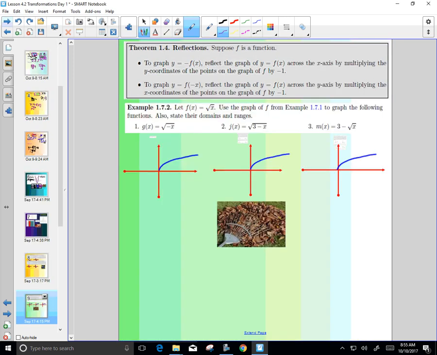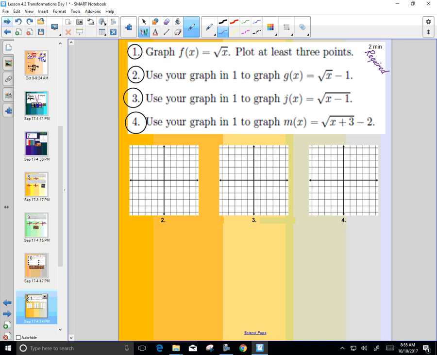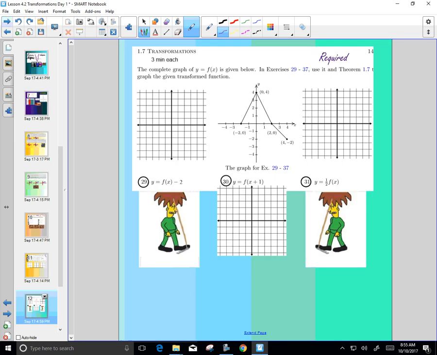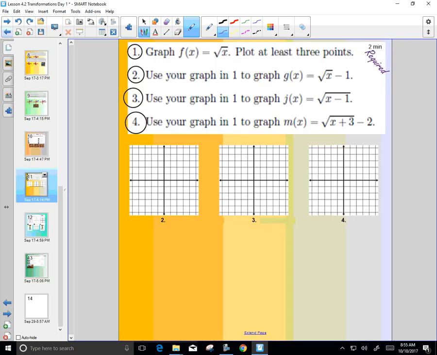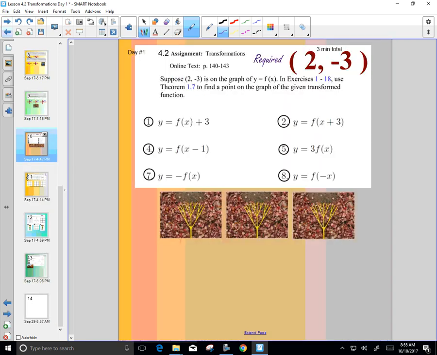All right, so we talked about shifts before. For homework, you're going to do the drawings of these and shifting the points. So just kind of looking at these, you're just going to use the theorem and find a point on the graph that's shifted. So here's (2, negative 3). You're going to shift those.